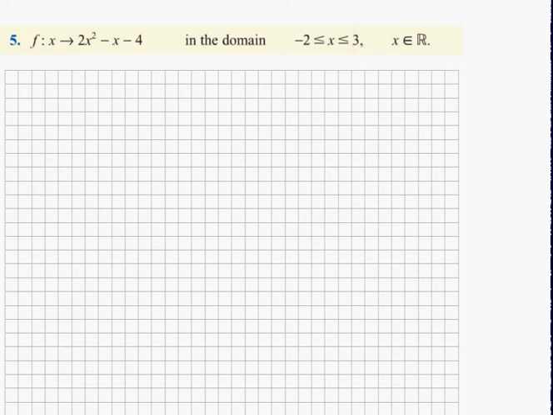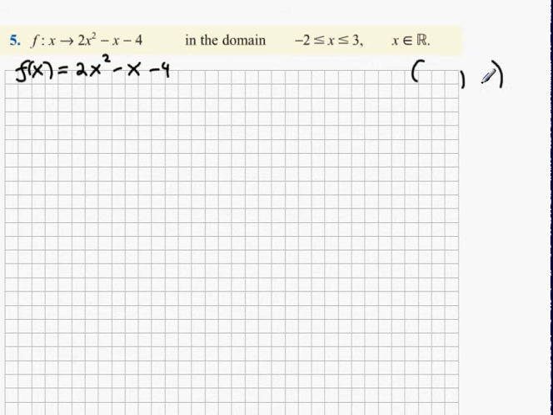What I want you to do is write a function. The function has an input of x, okay? And what I want you to do is take your input squared multiplied by 2. Once you've done that, you take away your input and you take away 4, and the answer you get is your output.